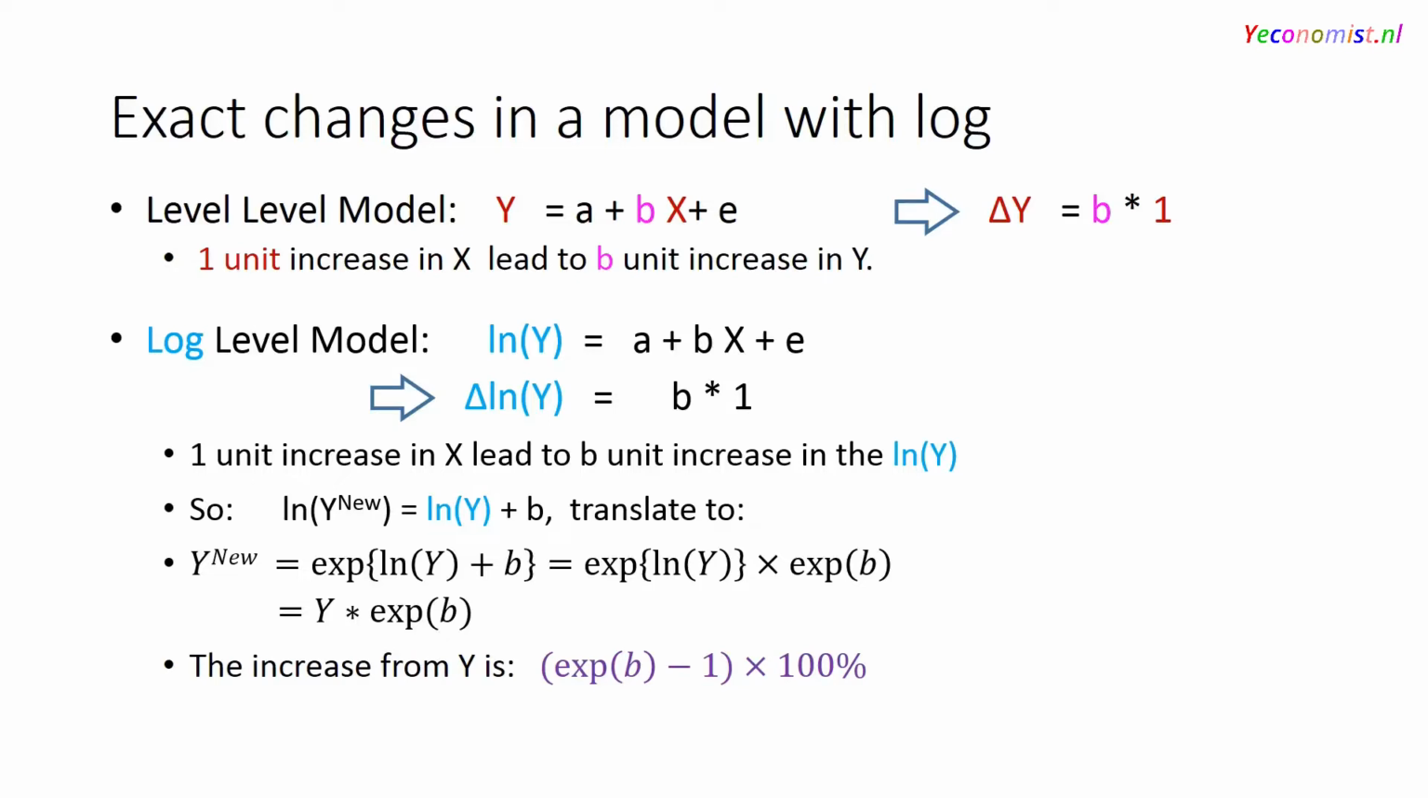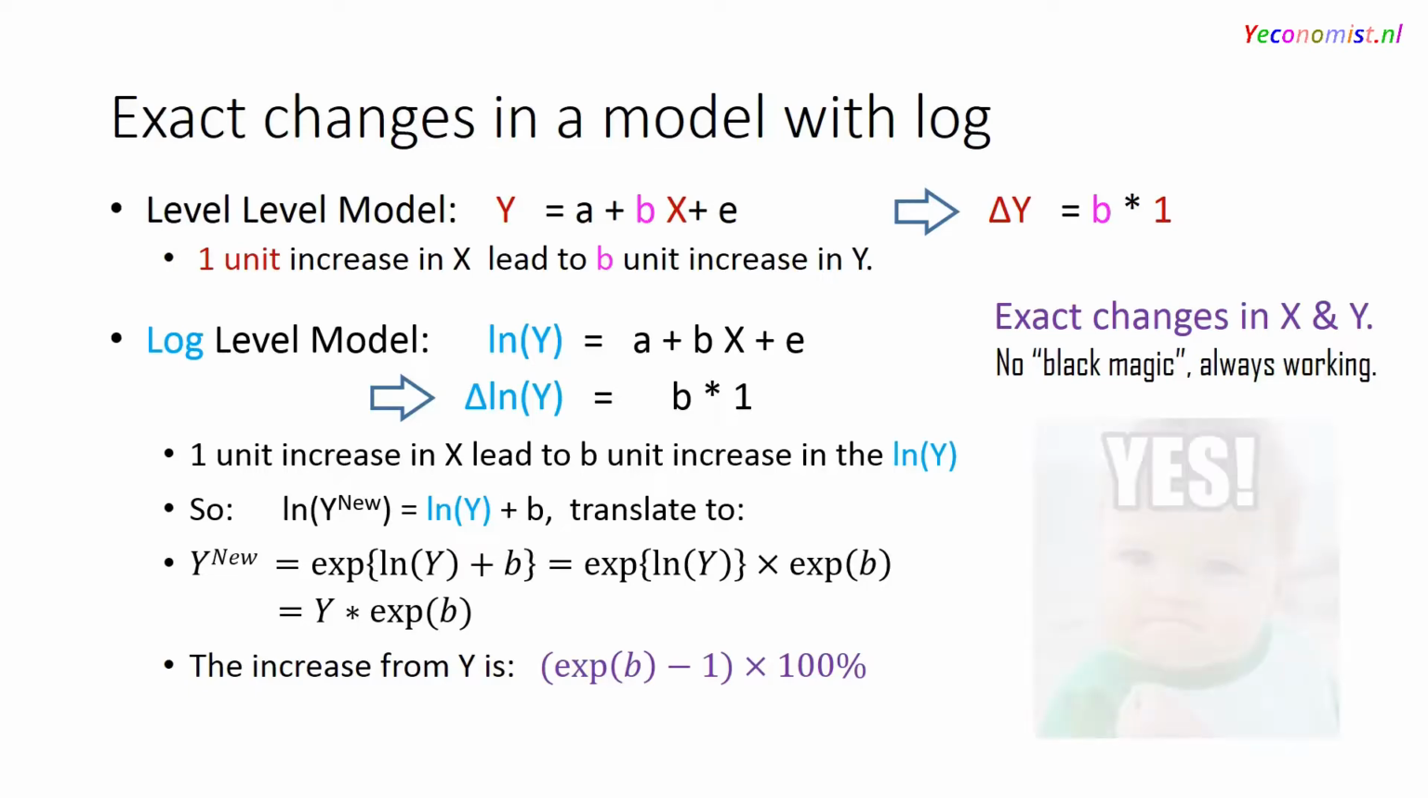To put it in another word, if you have 1 unit increase in the x, then the increase of y equals exponential of b minus 1 times 100%. So you see that this is different from the usual way of interpretation, and the expression is clearly more complicated. But here we didn't make any approximation, so this is the exact change of y in relation to 1 unit increase in the x. There's no black magic, no approximation. It's more complicated, but it is always working.